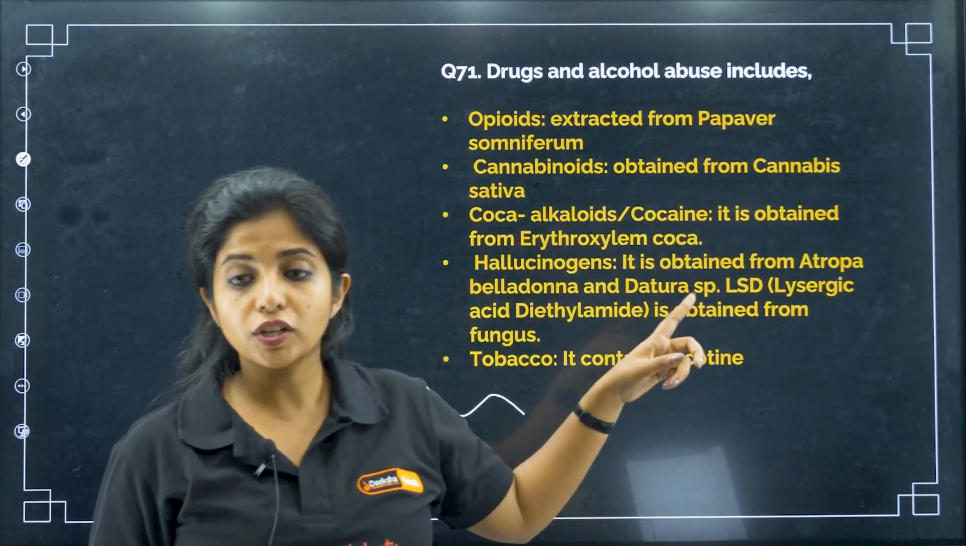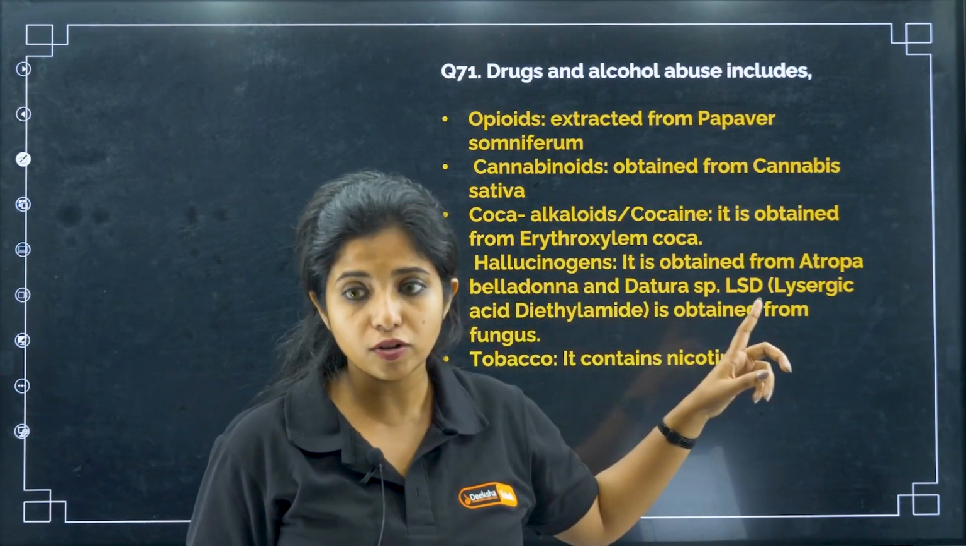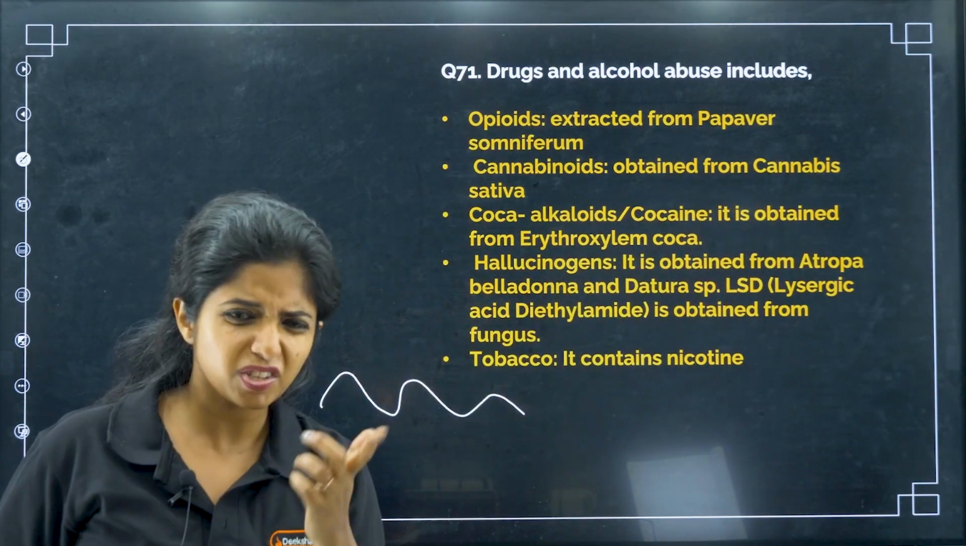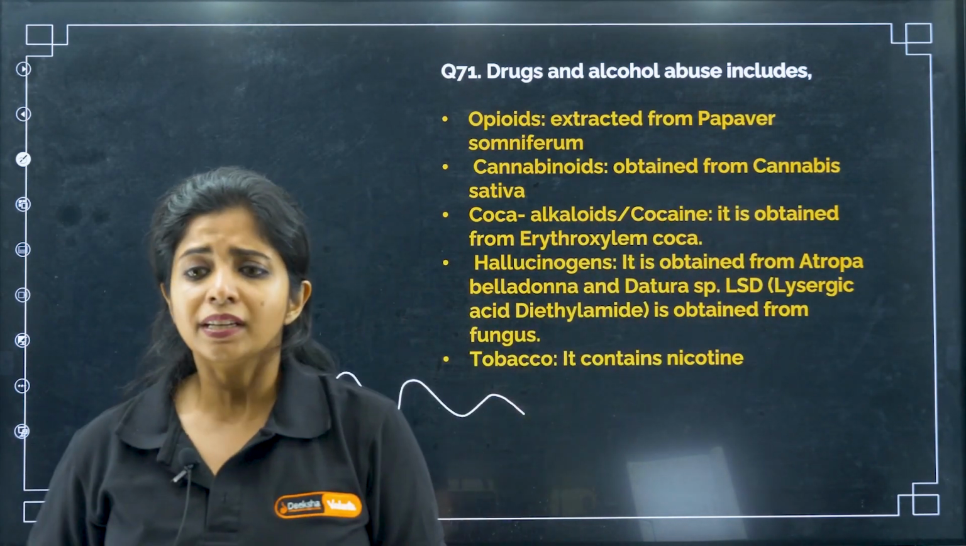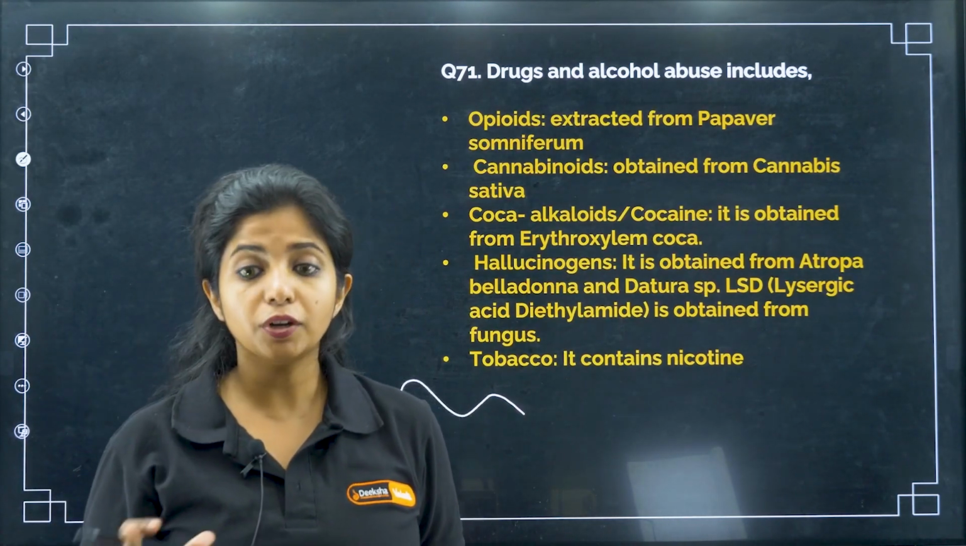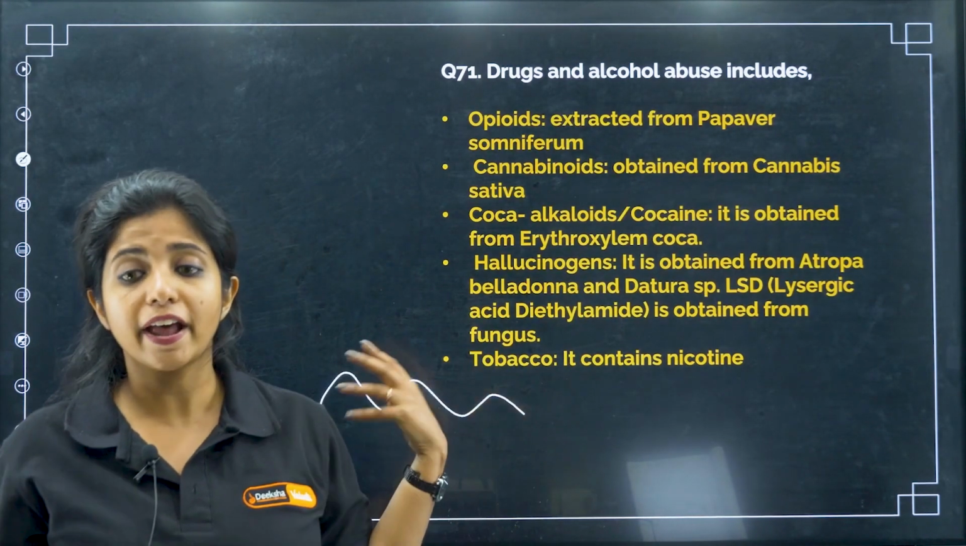Okay, now coca alkaloids or cocaine, you call it coke or crack also. You get it from Erythroxylum coca, which is of America. Which part of America? I don't know, south I think. Just check it once, okay. And basically it is the one that affects your CNS again. Dopamine transport, you will get a euphoria or hallucination.